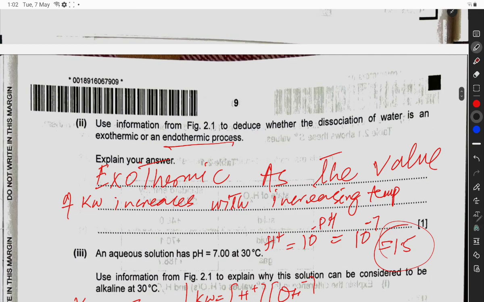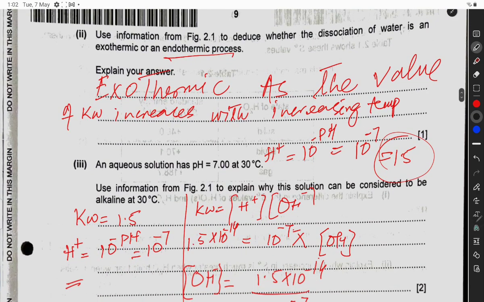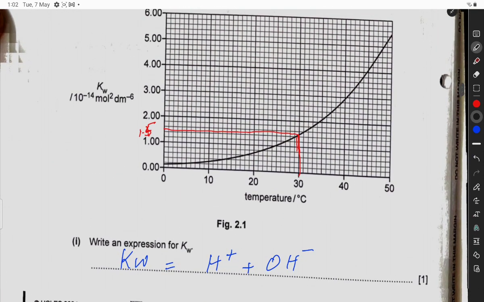Use information from figure 2.1 to deduce whether the dissociation of water is exothermic or endothermic. Explain your answer. This is endothermic as the value of Kw increases with increasing temperature. You know that equilibrium constants are temperature dependent. So by increasing temperature, Kw is going to increase. Look here, by increasing temperature, Kw is going to increase.